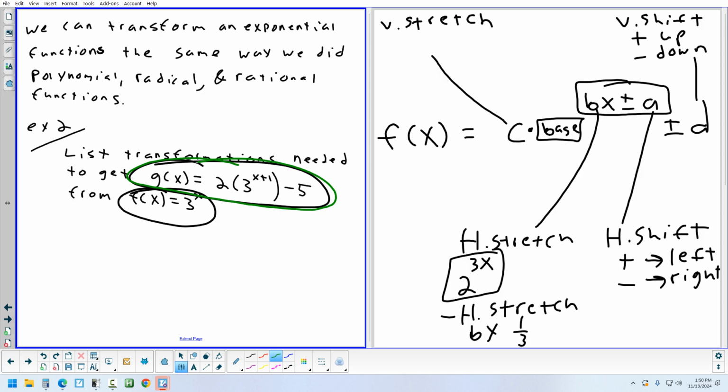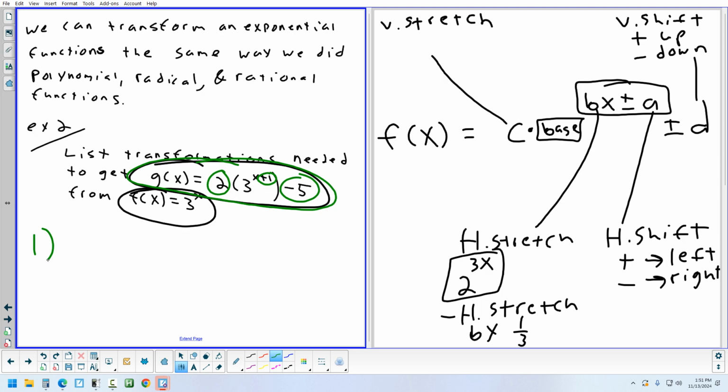So we're looking at the numbers. The 3 to the x and the 3 to the x are the same. So not the 3. The 2, the plus 1, and the 5. So we have to describe what each one of those do. So start with A, and then go to B, then C, then D.